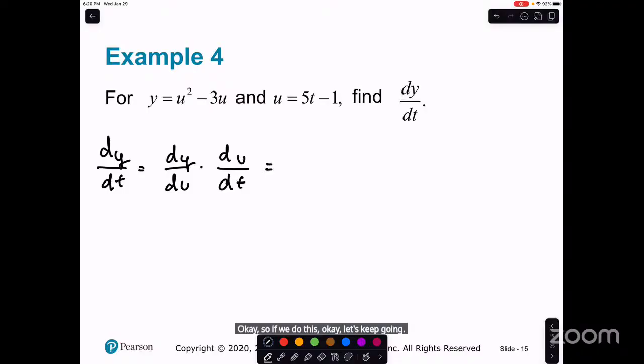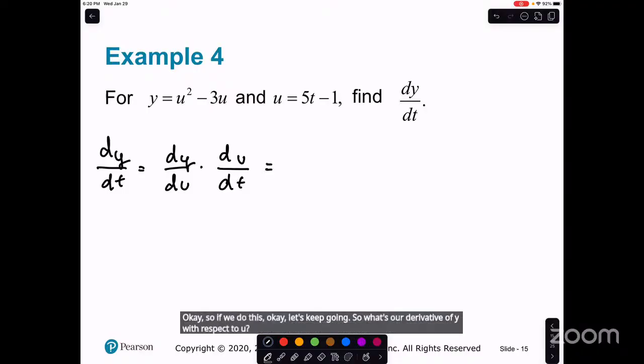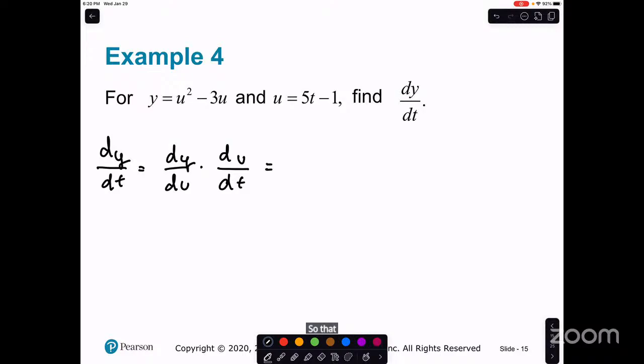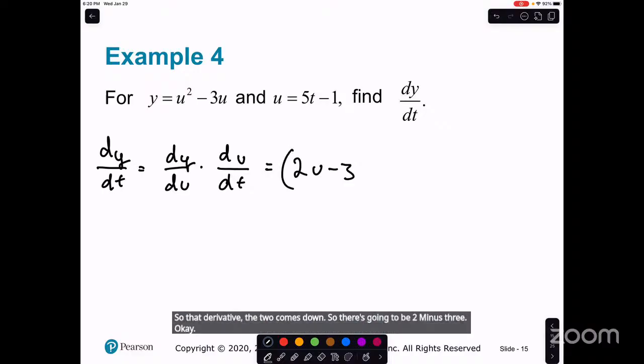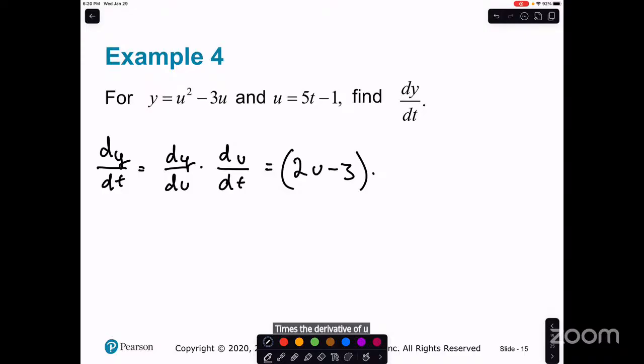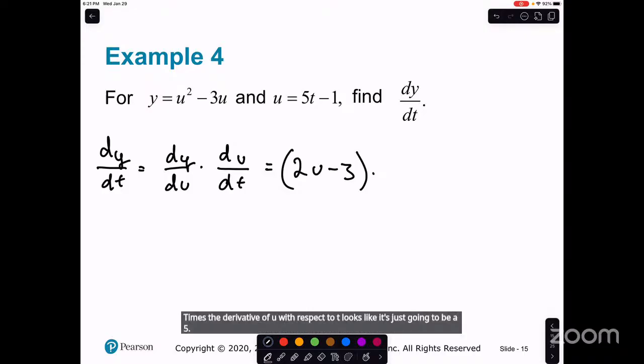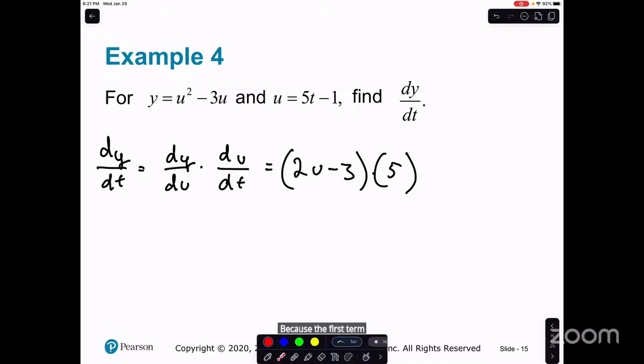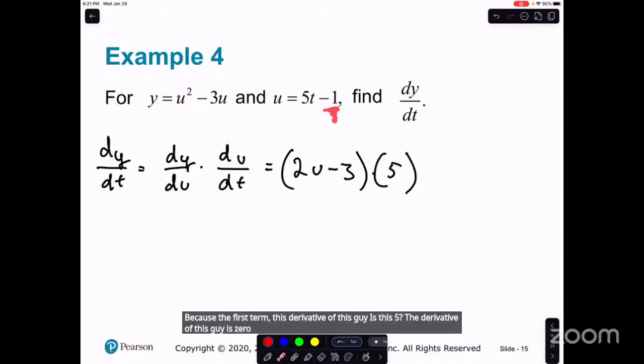So what's our derivative of y with respect to u? The 2 comes down, so that's going to be 2u minus 3, okay? Times the derivative of u with respect to t, which looks like it's just going to be a 5, right? Because the derivative of the first term is just 5, and the derivative of the other term is 0. So 5 plus 0 is just 5.